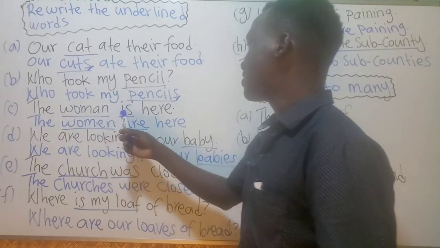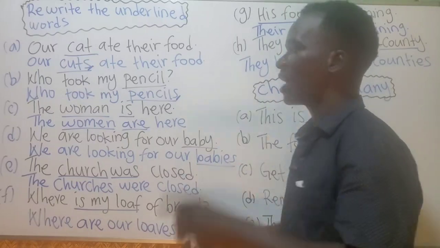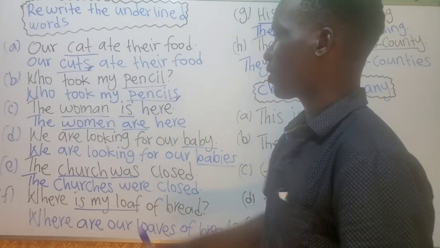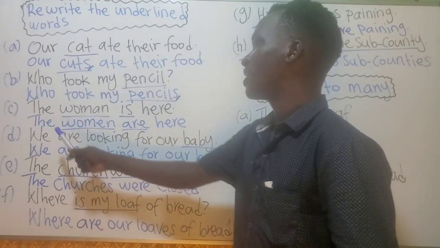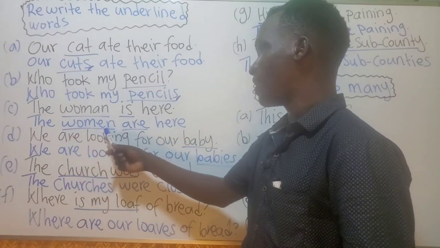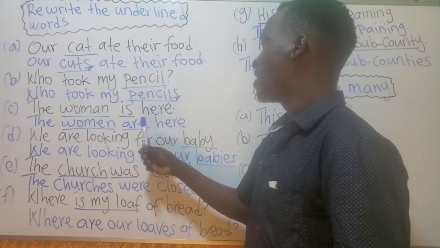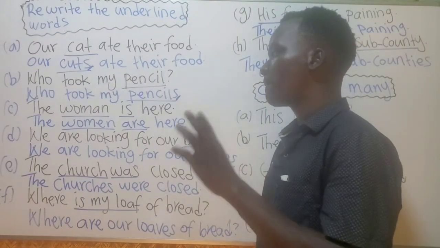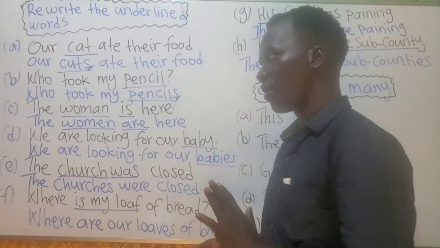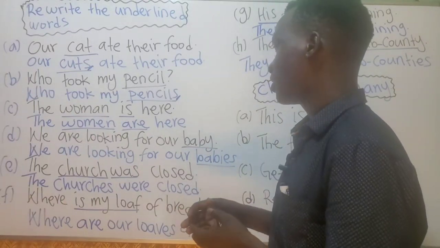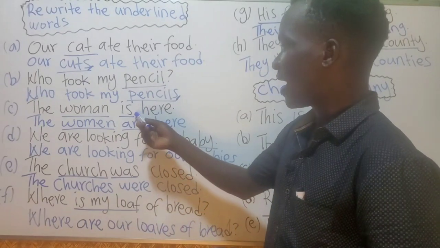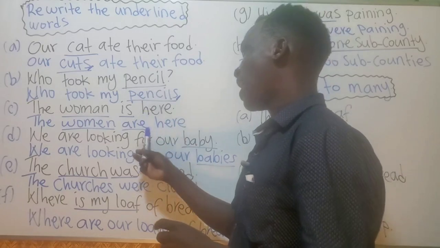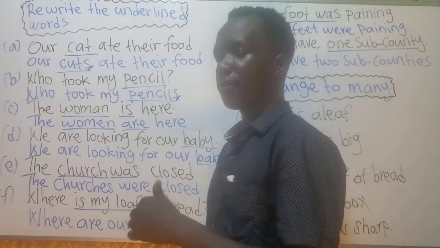The woman is here. That is singular. The woman is here. The underlined words are woman and is. Okay? So we shall say, the women are here. Is will change to are because are supports a plural word, okay? And is supports a singular word, okay? Yes, are is for plural, then is is for singular.